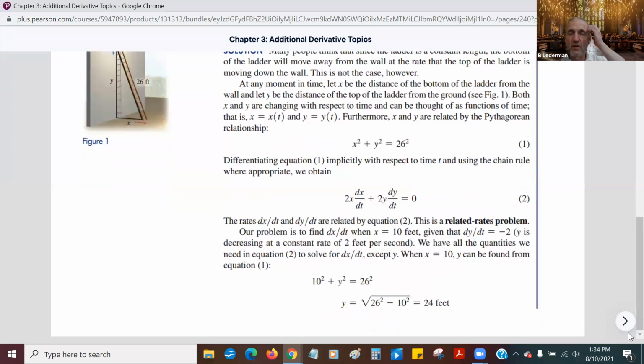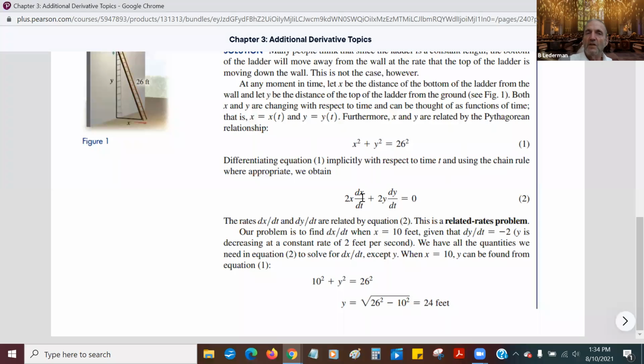Let's just do it step by step. So 10 squared plus y squared equals 26 squared. That's the Pythagorean theorem. We're going to use that to find the value of y when x equals 10. And by crunch, crunch, crunch, we're going to get exactly 24, which is very nice, no radicals or rational numbers, blah blah blah. So back here, I know my x, I know my y, I know my dy/dt.